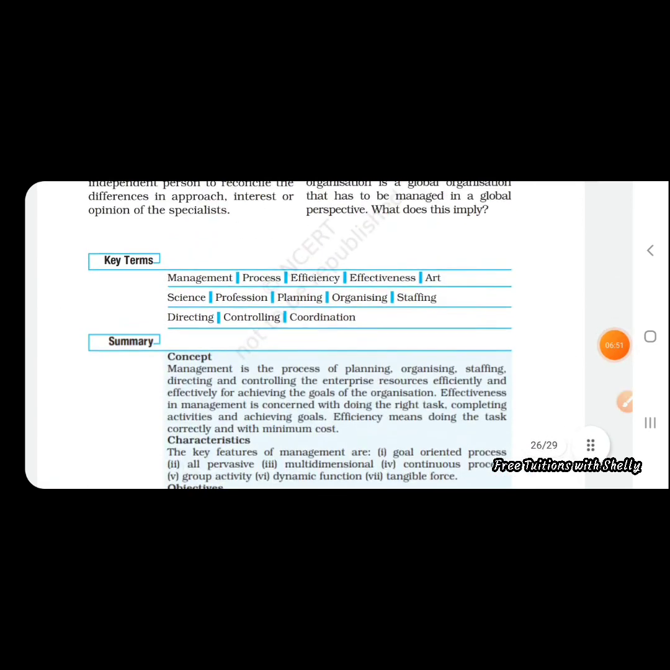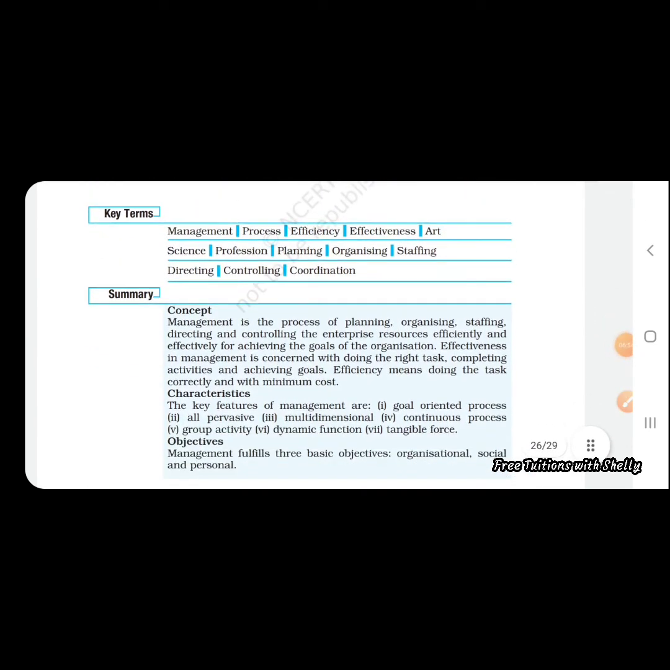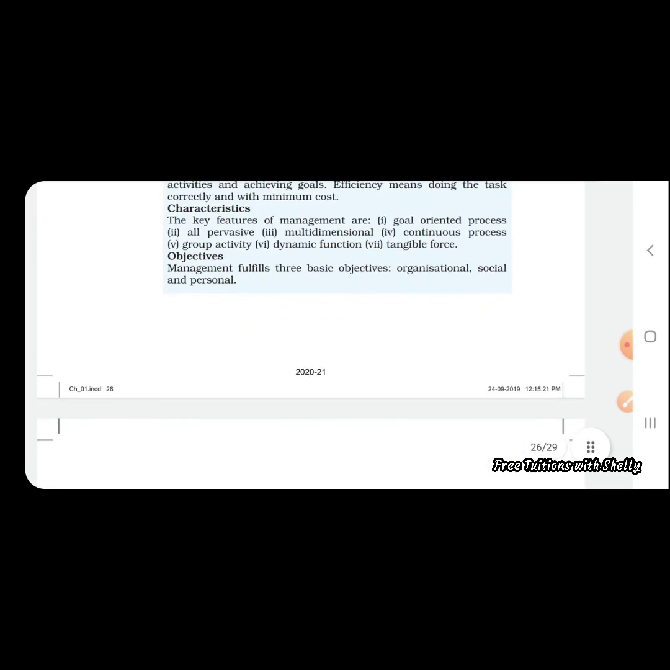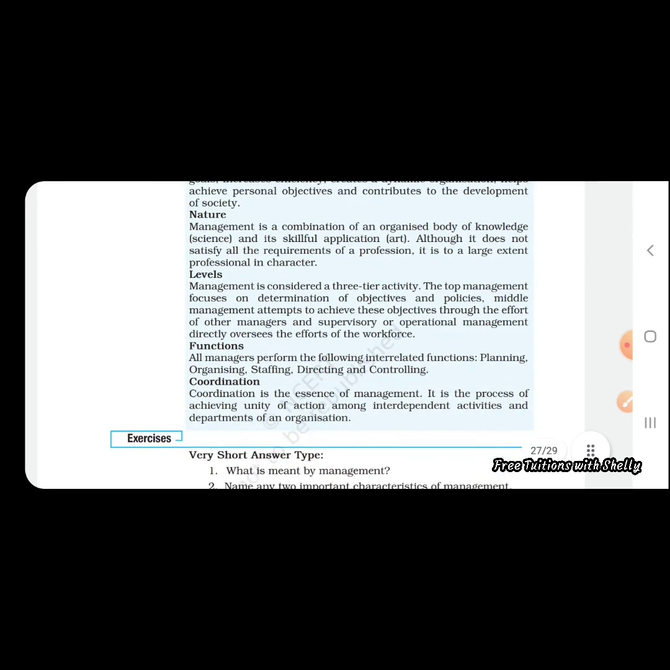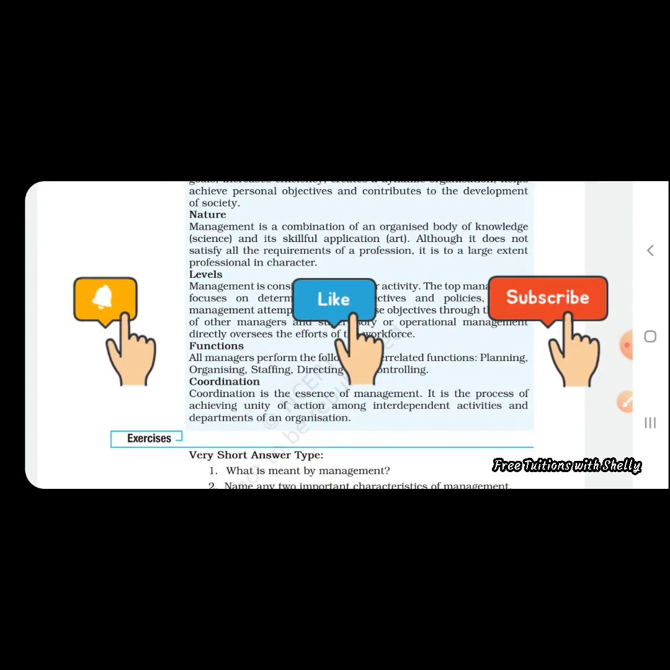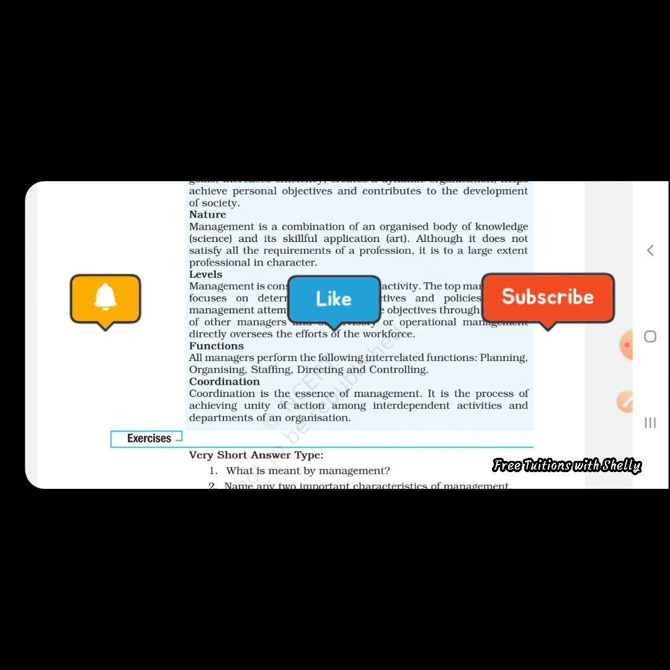So these are the topics covered in this chapter. It's the concept of management, the characteristics of management, its objectives, its importance, then the different levels of management, different functions of management, and at last we looked at what is coordination. Coordination is the essence of management.